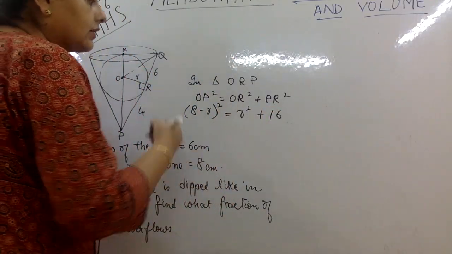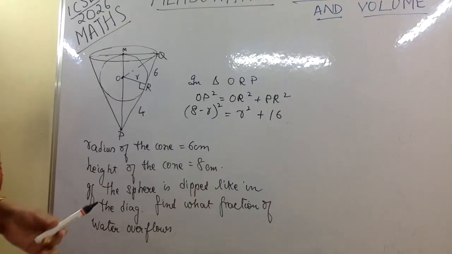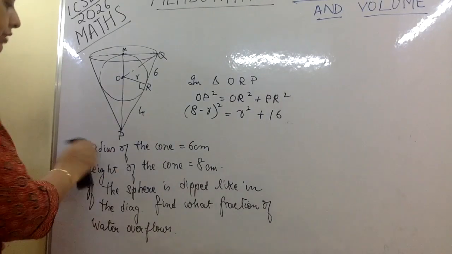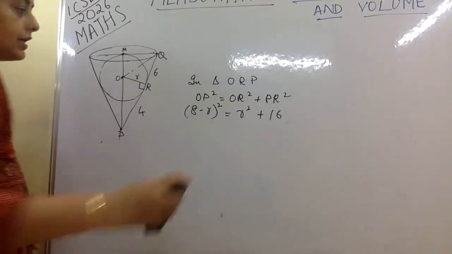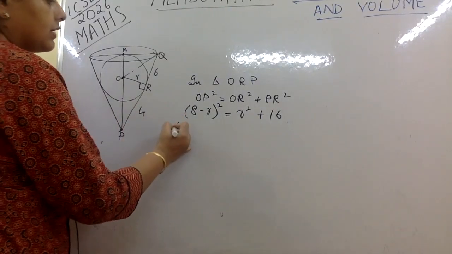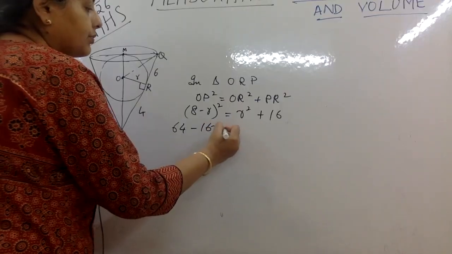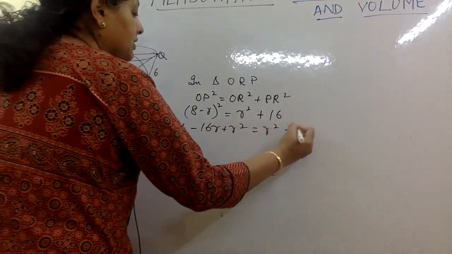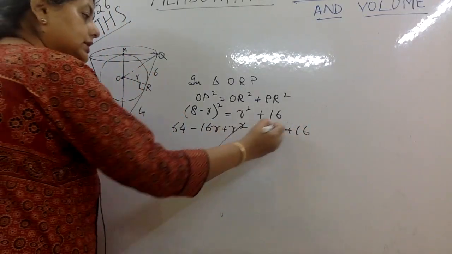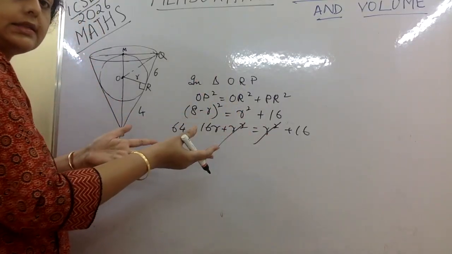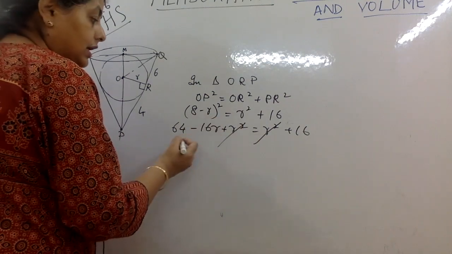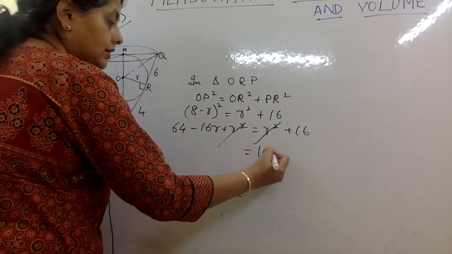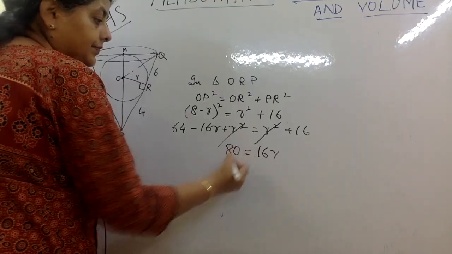Now I'll apply the identity to this sum and see how to get the value of R. So here I have 64 minus 16R plus R square is R square plus 16. Whenever you get something like this, please, you are in 10th standard, cancel like this. Don't take it to the next step, plus, minus, not needed anymore. Now here 16R is equal to 80.